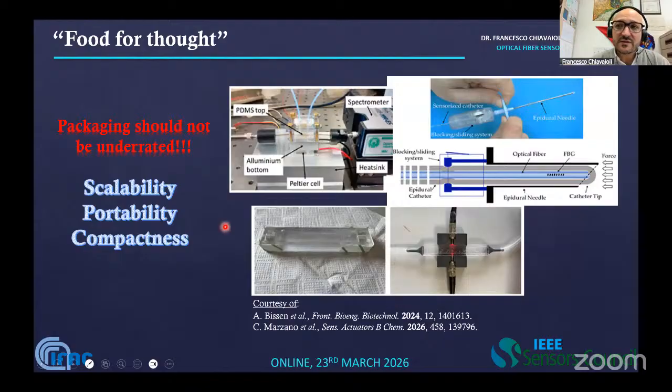Another important thing, especially for the translation to real world deployment of the device, is the packaging, which should not be underrated. So the possibility for scalability, portability, and making a device which is as compact as possible.